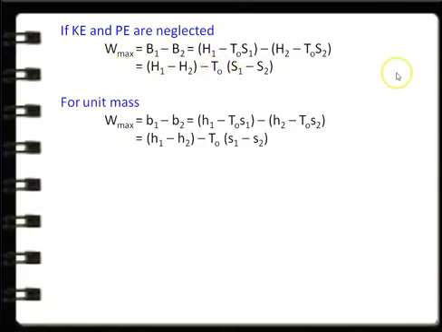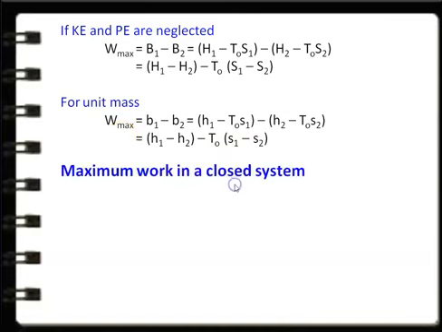For unit mass, dividing by the mass throughout the equation, W max equals b1 minus b2, where small h is the specific enthalpy, small s is the specific entropy, and small b is the specific Keenan function, that is Keenan function per unit mass. So b1 minus b2 equals h1 minus T0s1 minus h2 minus T0s2, or h1 minus h2 minus T0 into s1 minus s2. That is the maximum work possible in a steady flow process.